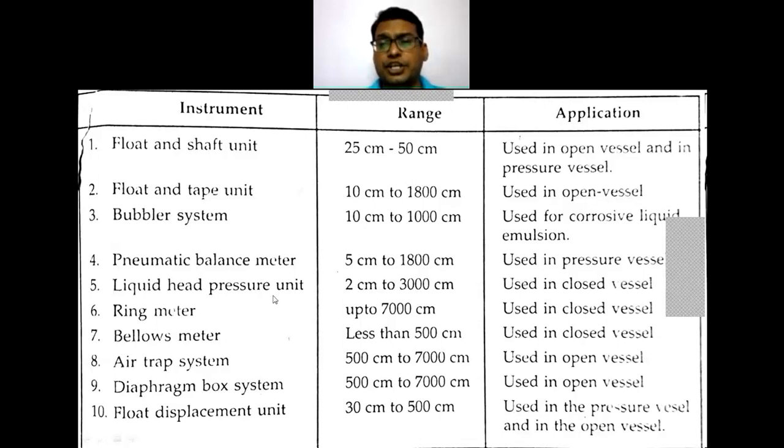Then liquid head pressure units show a wide range, 2 centimeters to 300 centimeters. Then ring meters, bellows meters, air trap system, diaphragm box, float displacement unit. All these are different units that can be used. But in industries, differential pressure is most preferred because it incorporates the bubbler system and measures the back pressure in the vessel.